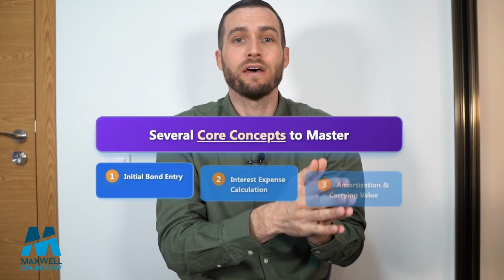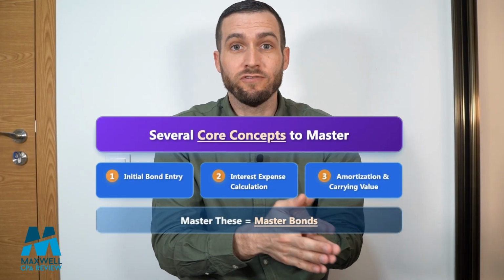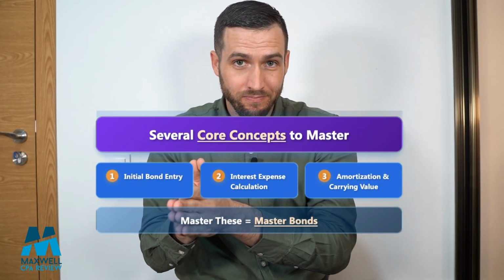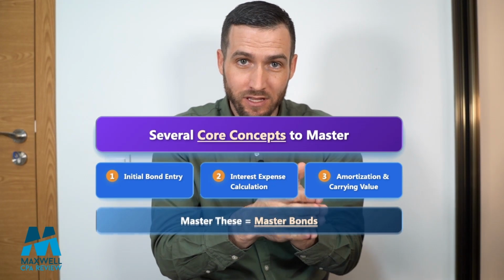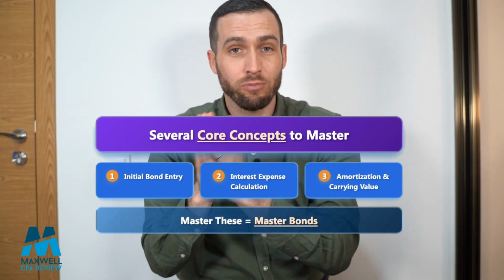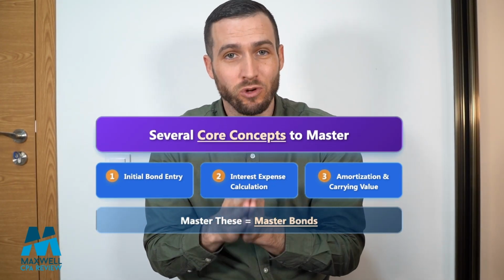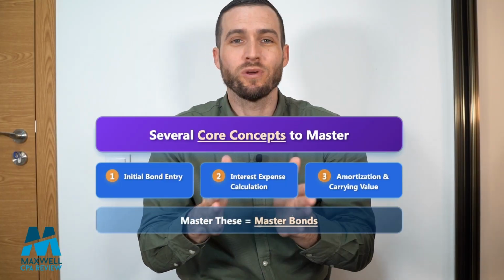And there are several core concepts that if you can master them, you master bonds. This includes finding the initial bond entry, and then calculating the interest expense and the amortization of your bond premium to see how the carrying value is going to change over time. So with that, let's jump in.